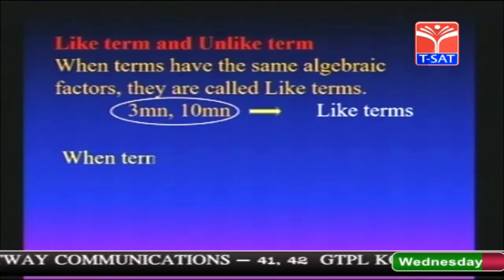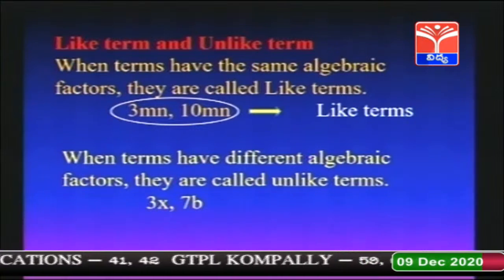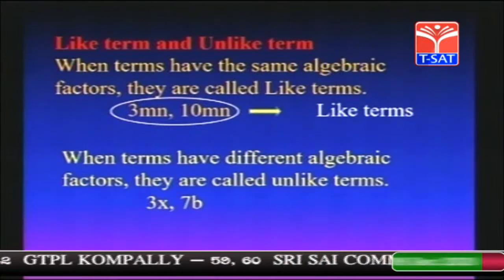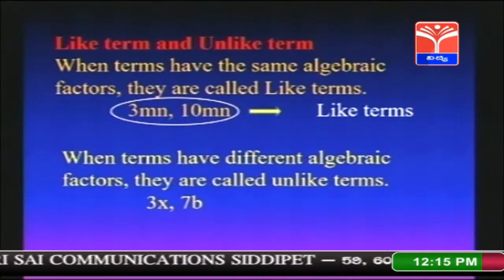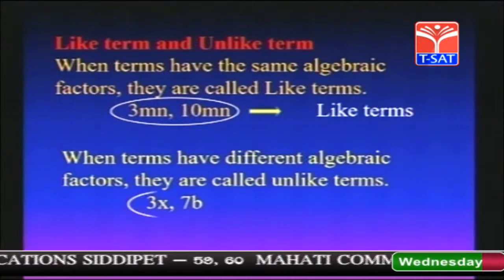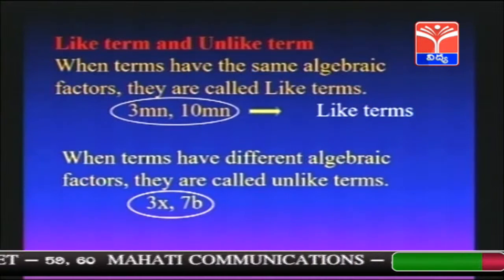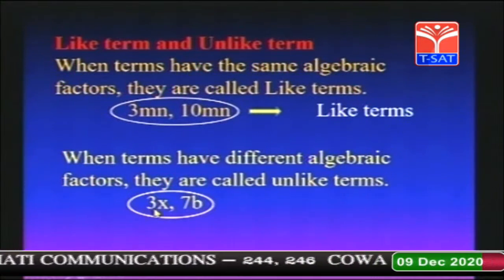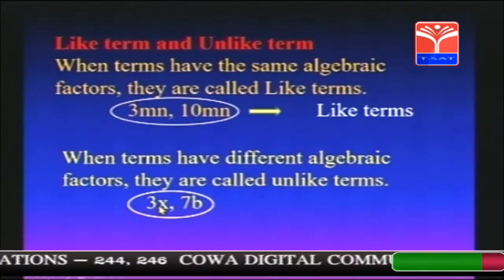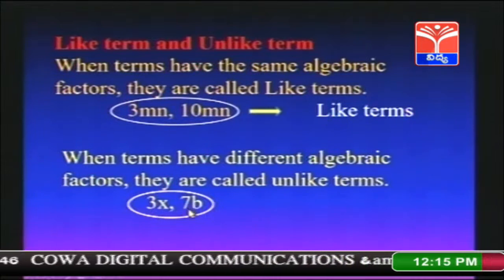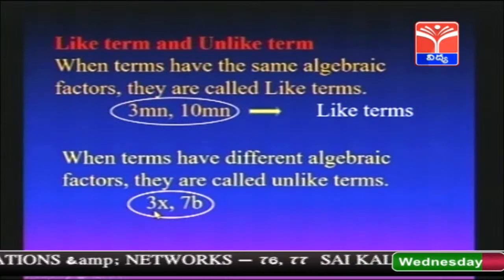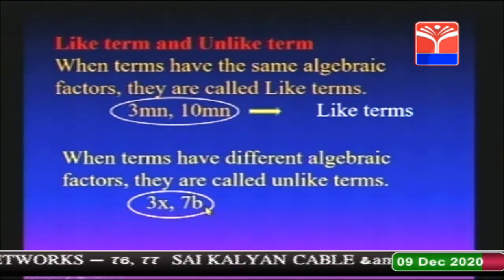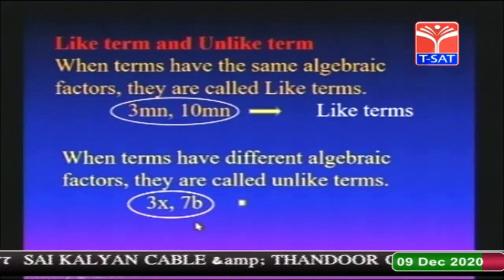When terms have different algebraic factors, they are called unlike terms. For example, here you can see 3x, 7b are two terms. In these two terms, if you observe, here the variable is x, that is the algebraic factor, and here it is b. Are they both same? No, they are not same. So they are called unlike terms.